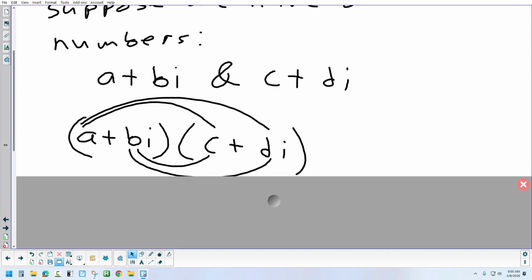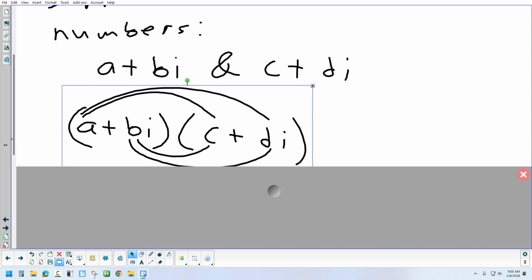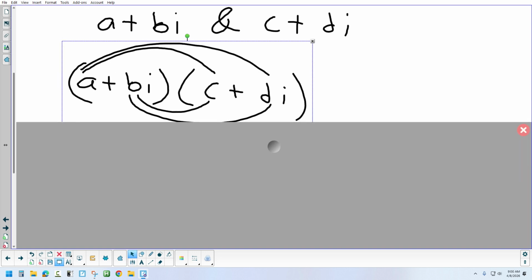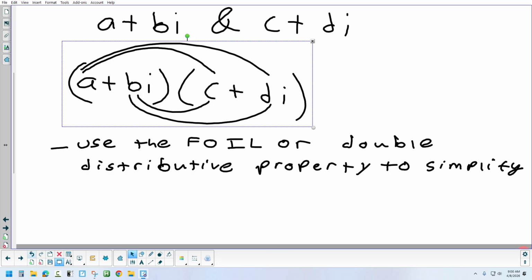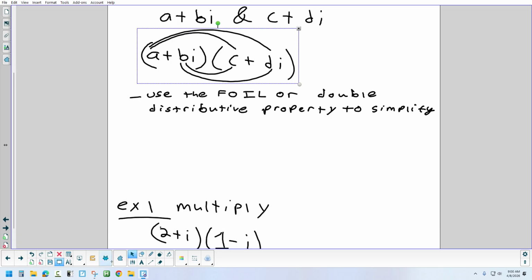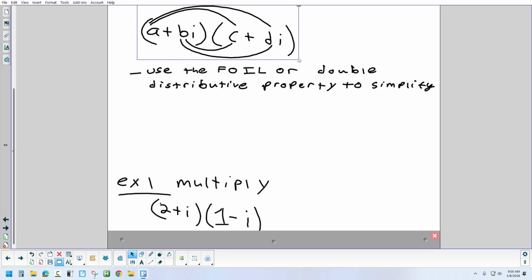And what's going to end up happening when you multiply the bi times the di, you're going to get an i squared there. So that's the part where we have to remember to change that to -1. Right? So let's try some examples with multiplying. So here's our first one. 2 plus i times 1 minus i.